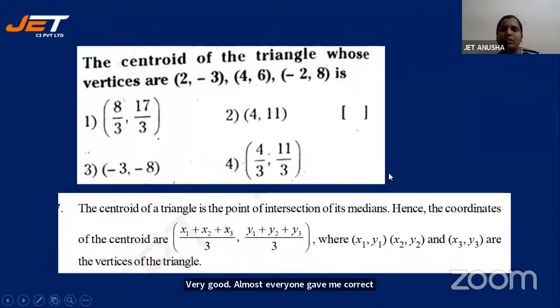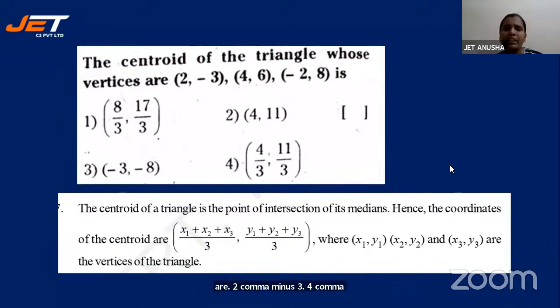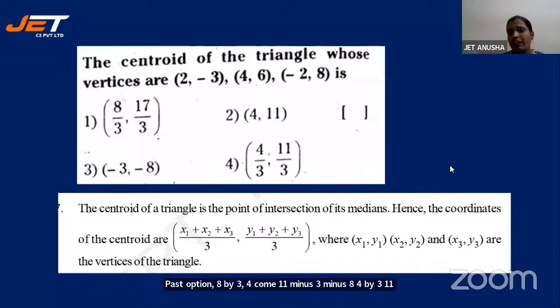So here, the centroid of the triangle whose vertices are (2, -3), (4, 6) and (-2, 8) is. First option (8/3, 17/3), (4, 11), (-3, -8), (4/3, 11/3). So here you need to use the formula (x1 + x2 + x3)/3, (y1 + y2 + y3)/3. Centroid formula.